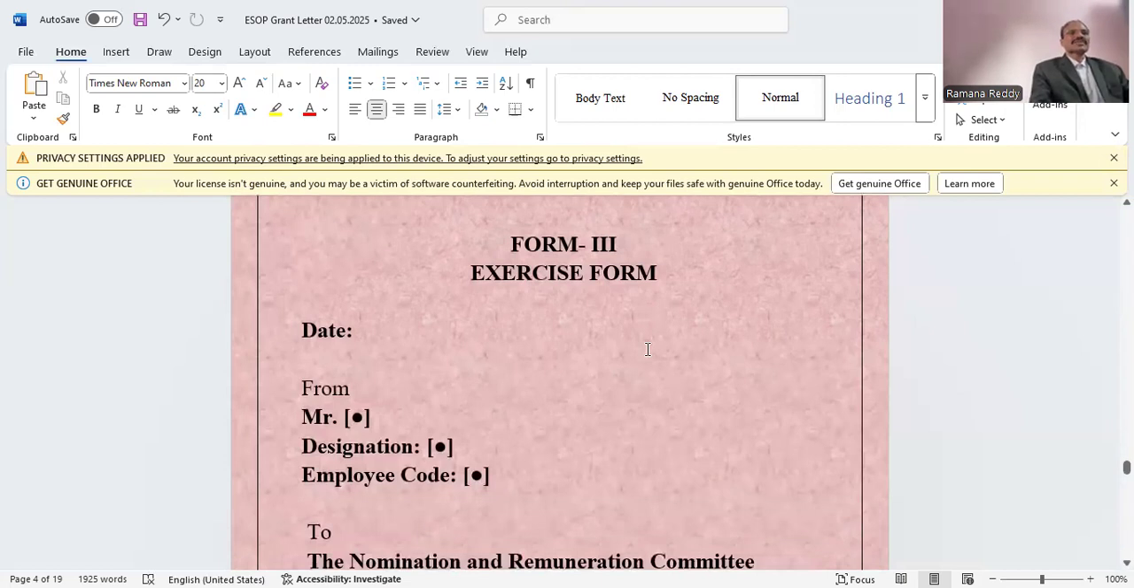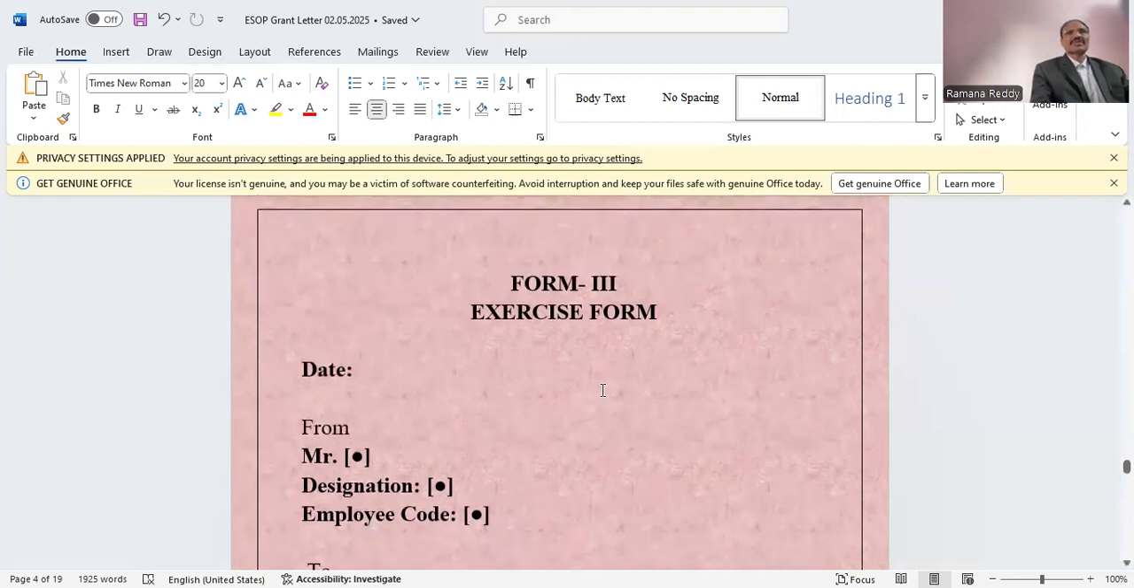At the time of exercise, he has to submit the form to the nomination remuneration committee. By default, on its own, this will not be exercised. On its own, the shares will not be allotted. He has to submit the request form to the nomination remuneration committee. He has to transfer the money. So how the form will be, I will explain.